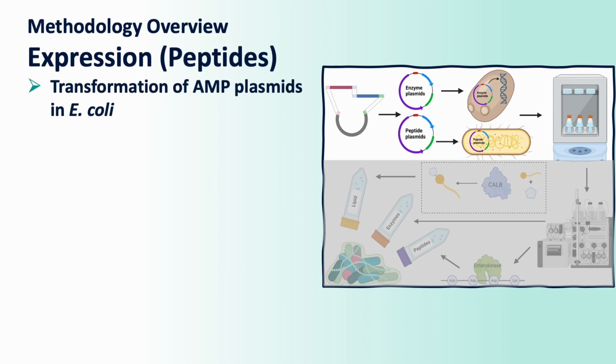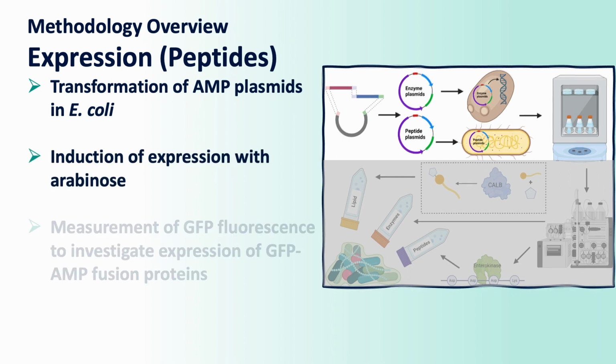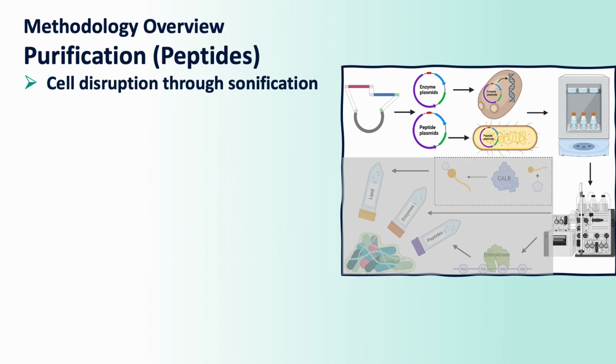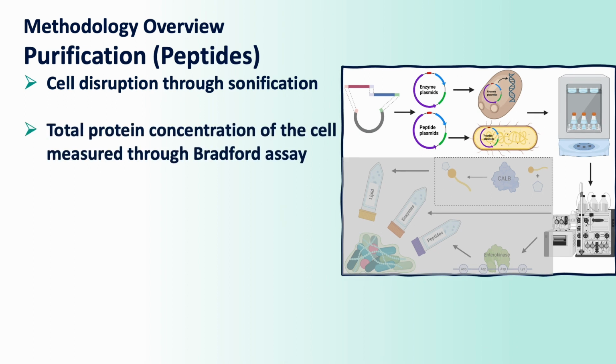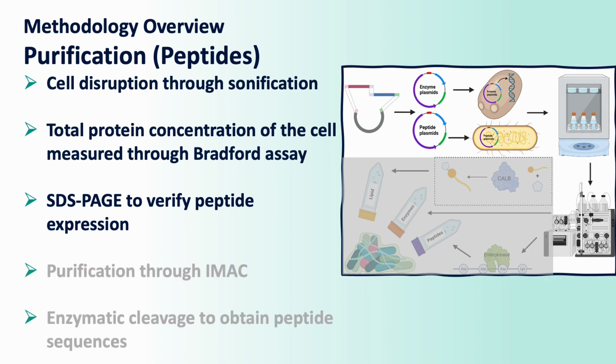The peptide plasmids were transformed in an L-arabinose deficient E. coli strain. The expression of the peptides was induced with L-arabinose. Since one of our peptide sequences is fused to GFP, we measured the fluorescence. Cells were disrupted through sonication, and the total protein concentration was measured by a Bradford assay. After that, an SDS-PAGE was performed to verify the expression. The protein should then be purified by IMAC followed by enzymatic cleavage. This was necessary in order to gain the wanted peptide sequences and remove the other unwanted elements.